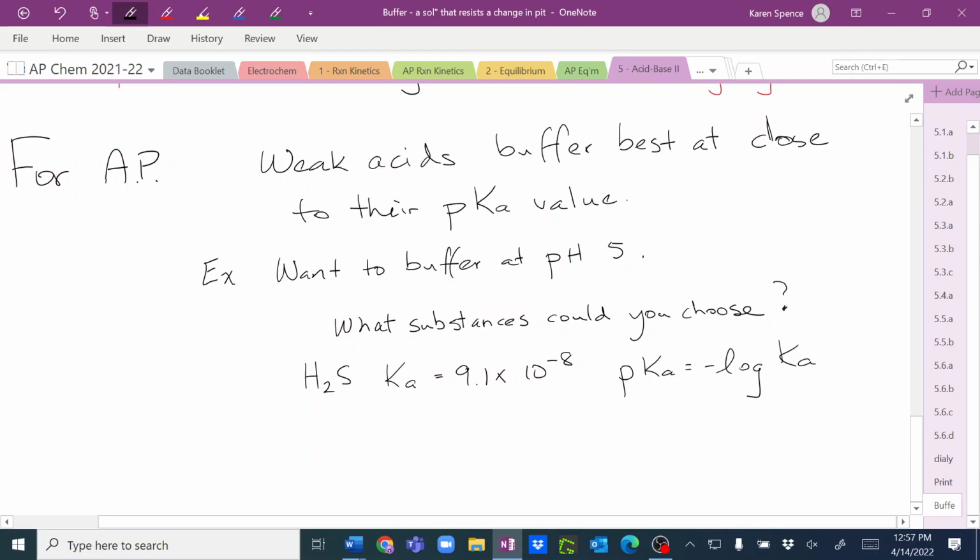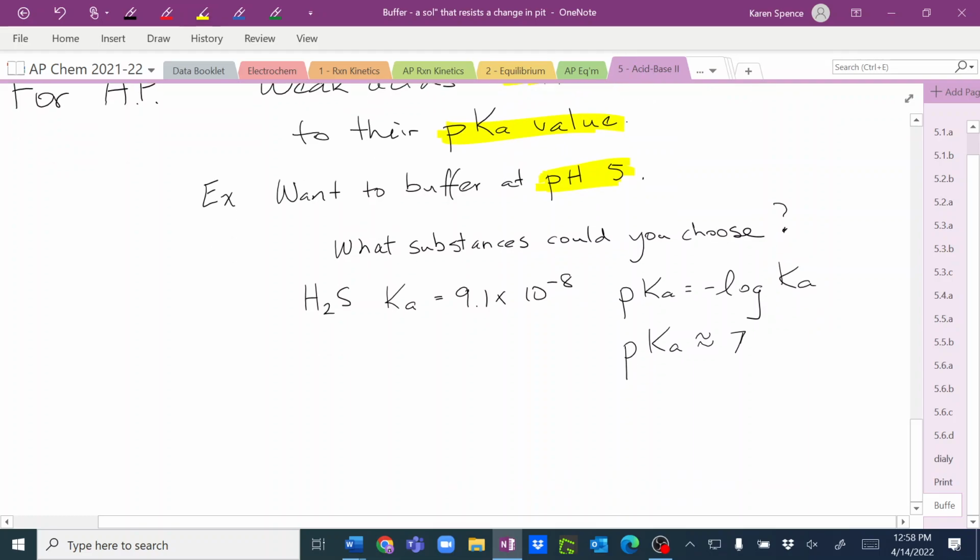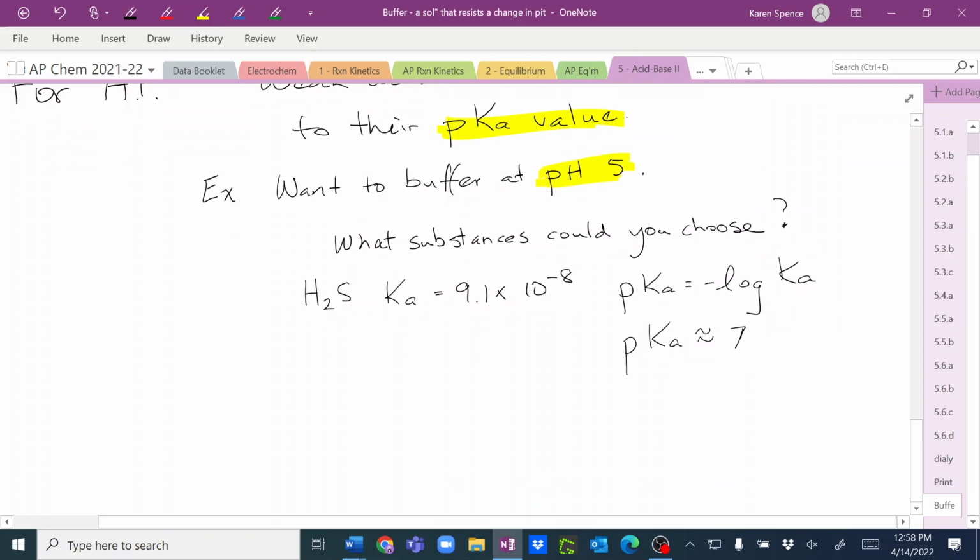It's going to be about 7 or 8, okay? Because the 9 is close to 10, you might say it's closer to 7. So the pKa is probably approximately equal to 7, but even if you said 8, it's close enough to know: is that going to be a good choice if we want to buffer at pH 5? No, because we want something to buffer with a pKa value close to 5. What could we choose?